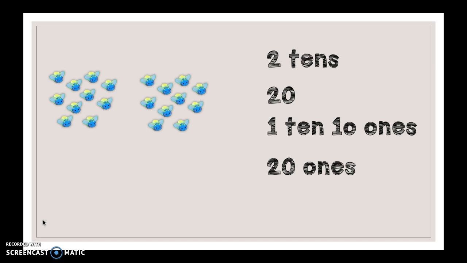See? I was talking about the exact same amount. I didn't add or subtract any ones or tens. I just changed how they were grouped. And that helped me to describe it in just a different way. So 2 tens, 20, 1 ten and 10 ones, and 20 ones are all the exact same number. I just described it differently.